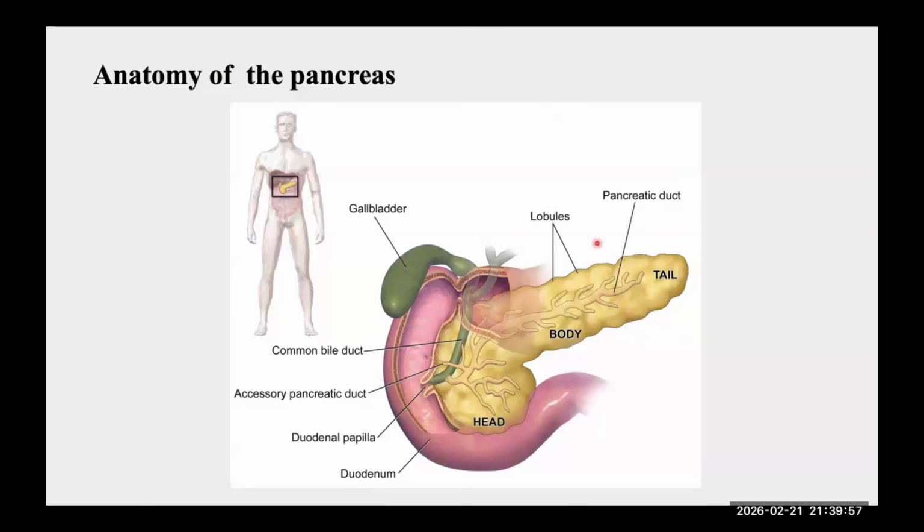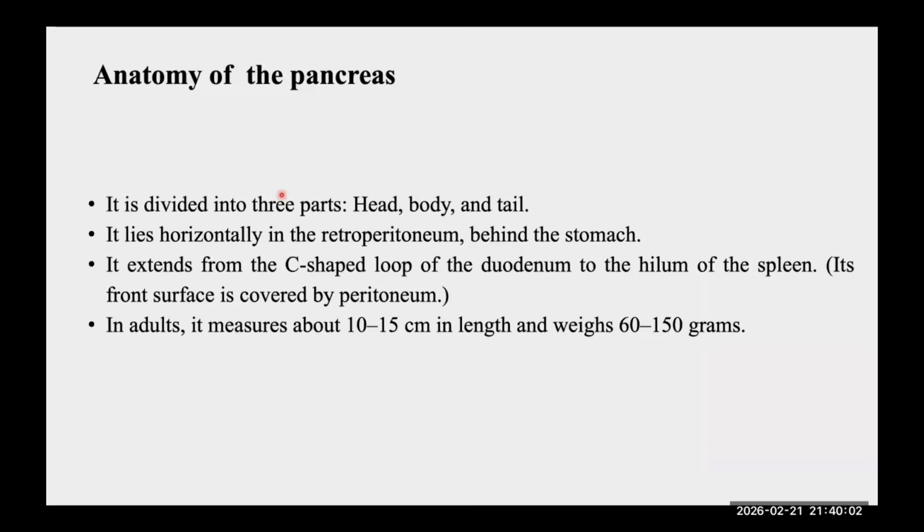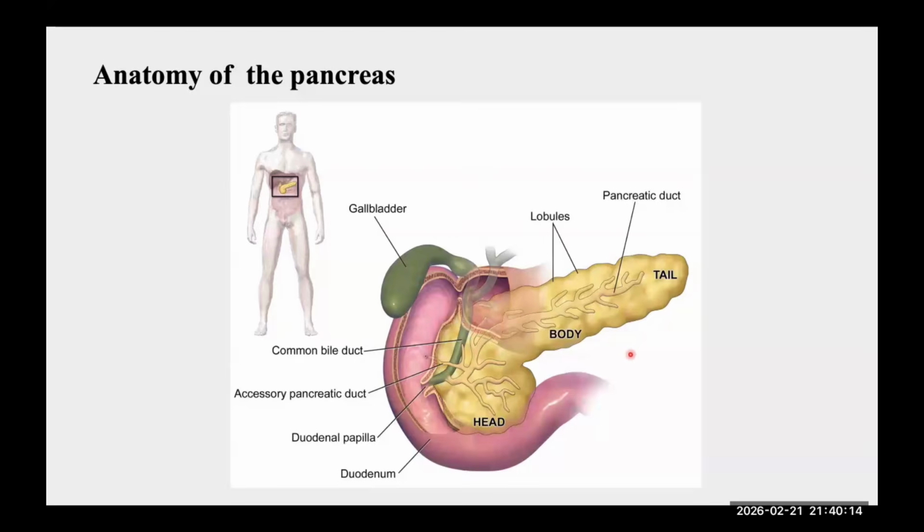So this is where the pancreas is in the body, and you can see it in the abdomen here, in the epigastric area. It's a retroperitoneal organ, and that's important information. In adults, it measures about 10 to 15 centimeters in length and weighs 60 to 150 grams.